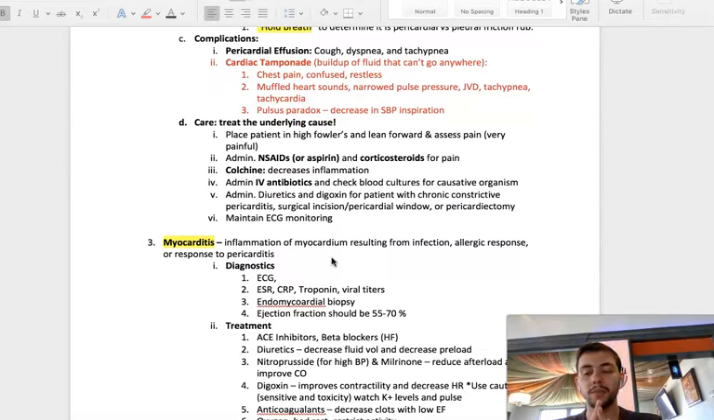The most important complication you need to know is cardiac tamponade, which is basically a buildup of fluid. So you'll have chest pain, you get confused, you're restless, you have muffled heart sounds, narrowed pulse pressure, and pulsus paradoxus, which is basically a decrease in the systolic blood pressure.